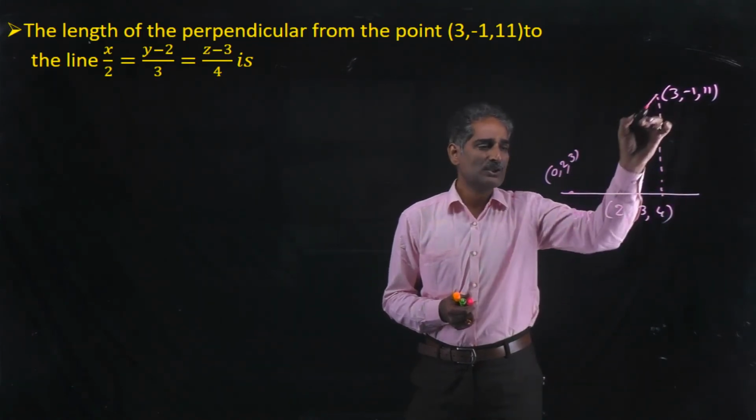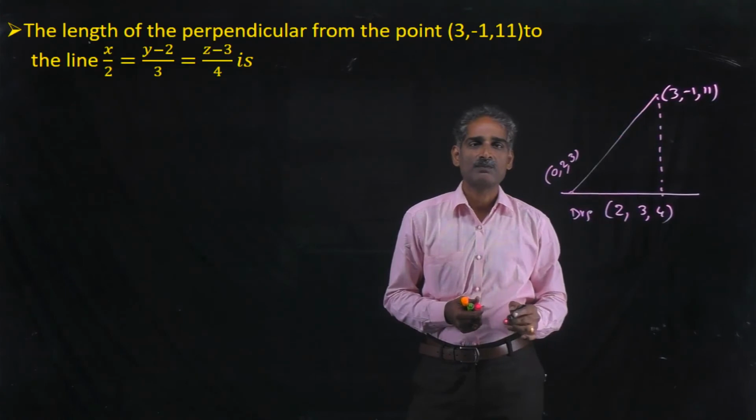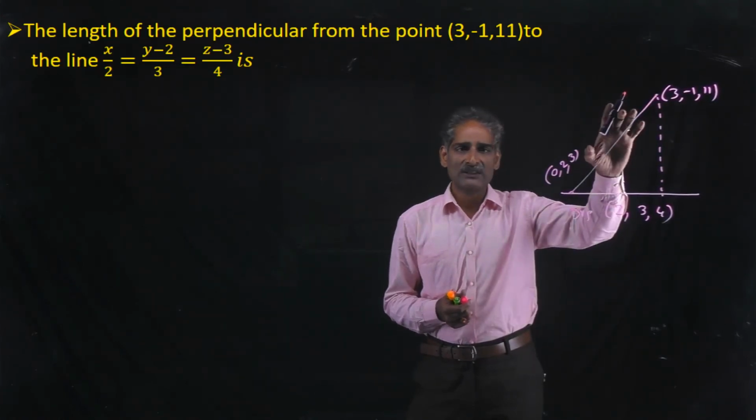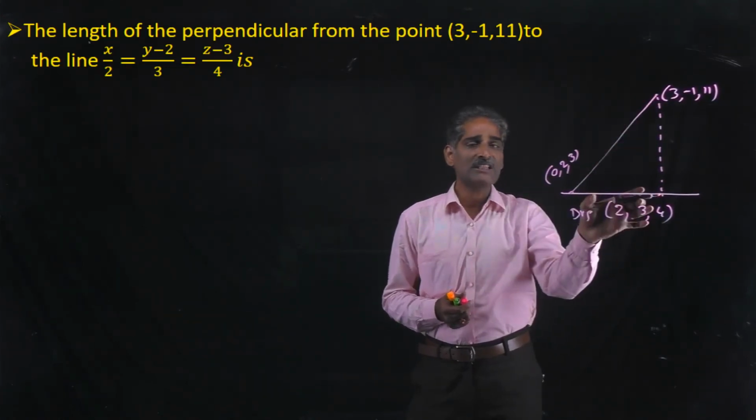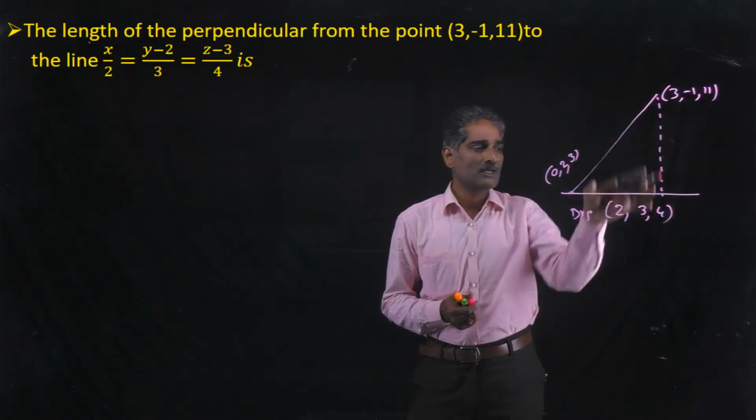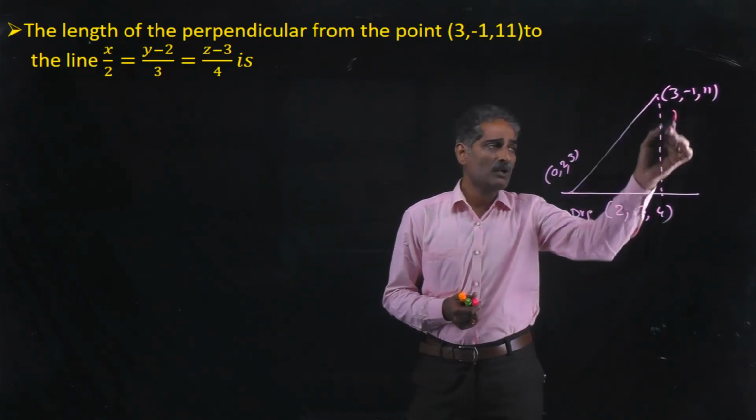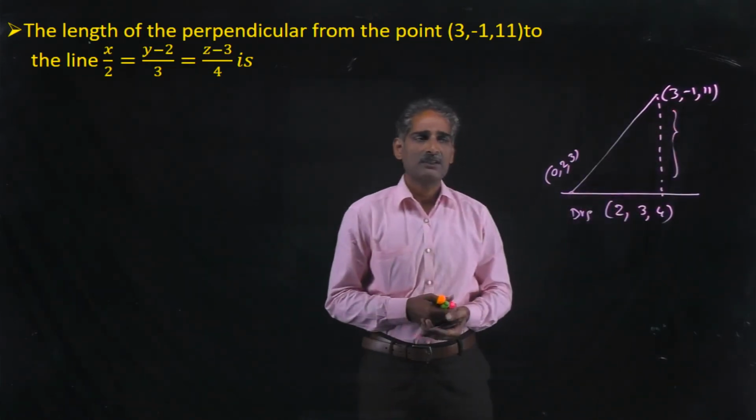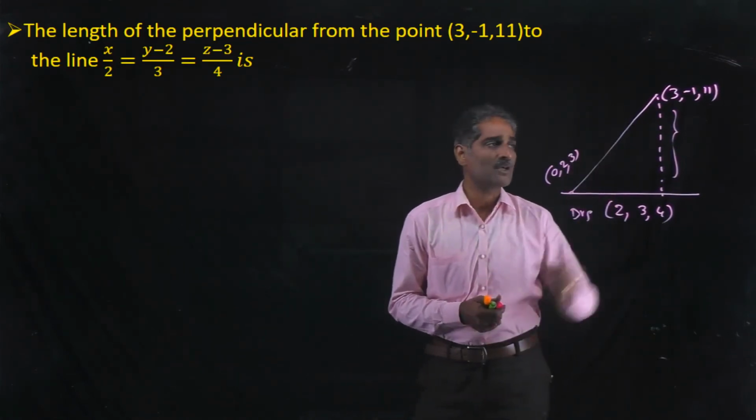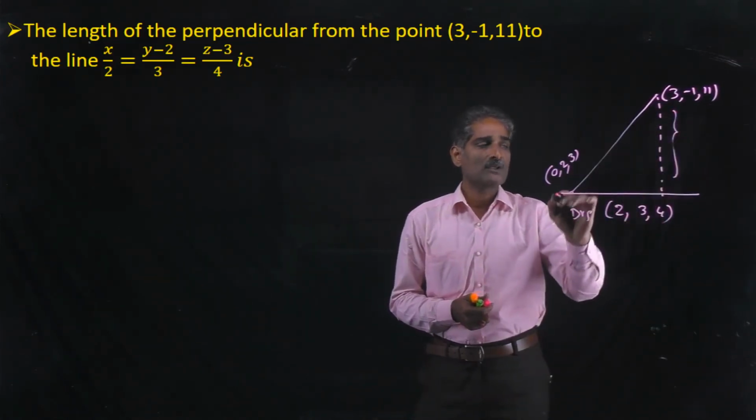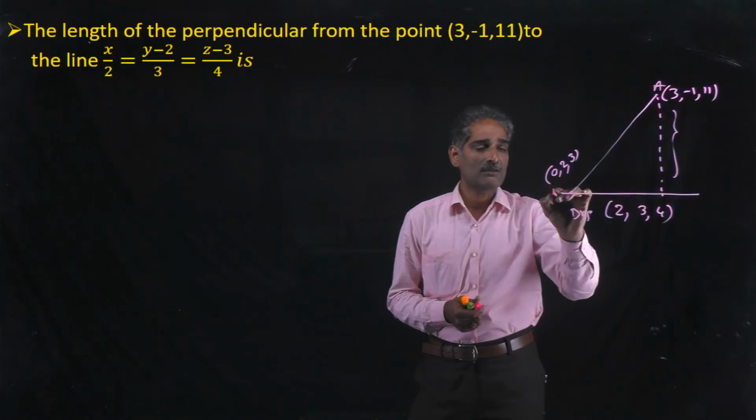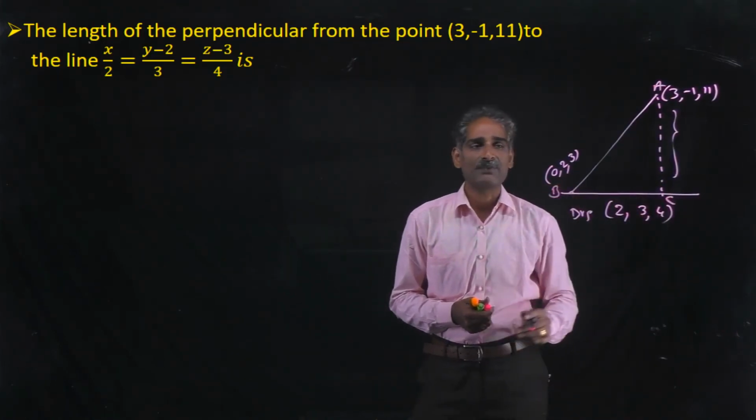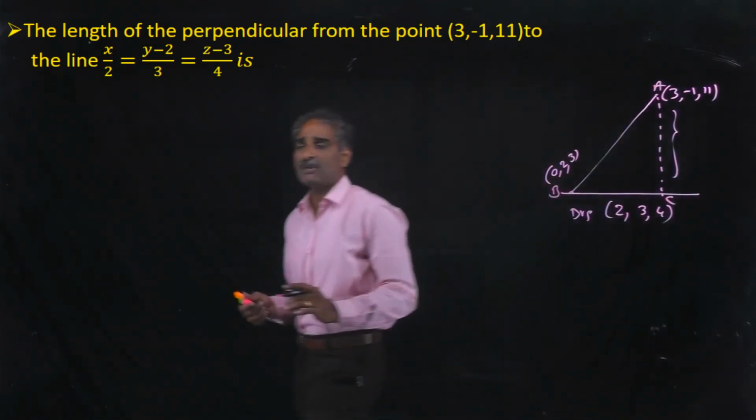So join these two. So you can find out the length of this part. This is nothing but the projection of this one on this line, and we have to find out this length. So by using the Pythagoras formula, you can find out the length of this part. So let us take this as A, B, C. So what is the length of AB?